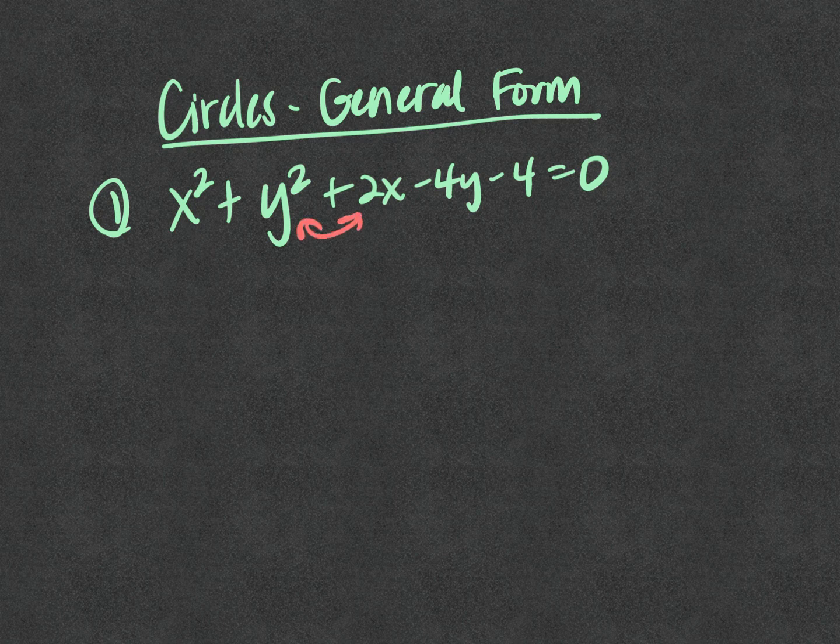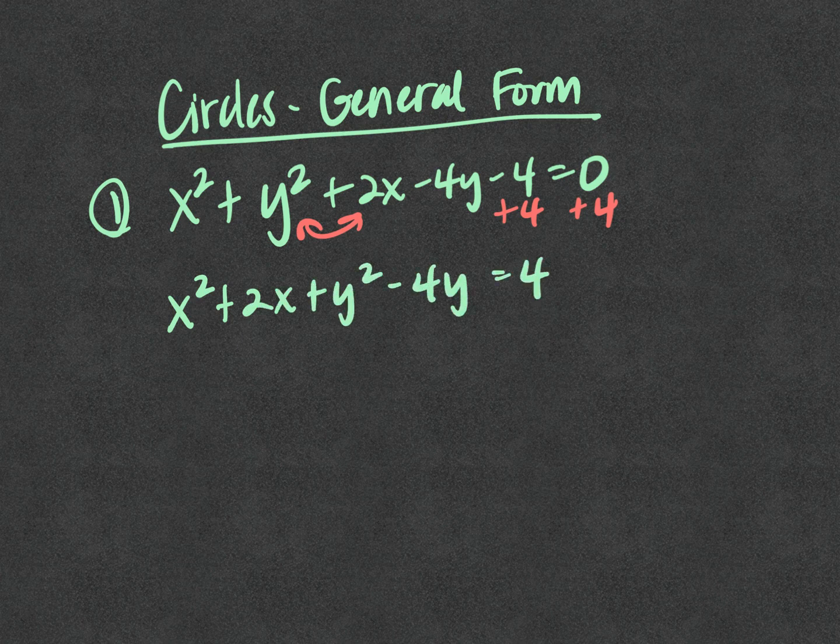So the first thing we want to do is we want to switch these two. Commutative property, you can change the order that you add. So that'll put our x terms together and our y terms together. And we want to add the 4 to the other side. So we move the constant to the other side. So we're going to have x squared plus 2x plus y squared minus 4y equals 4. So now you can see how our x terms are together and our y terms are together and our constant is on the right-hand side. So our x terms are together, our y terms are together, and the 4 is on the other side.